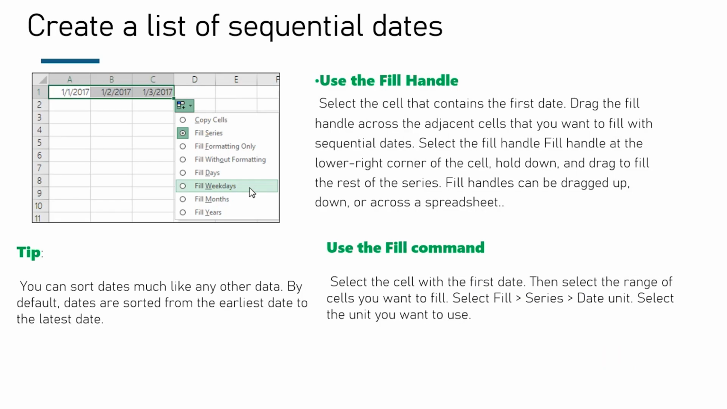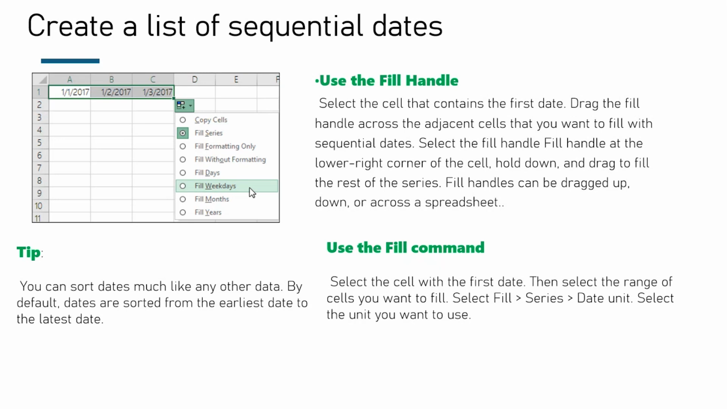Next, we're going to be seeing how to create a list of sequential dates. To create a list of sequential dates, you need to use the fill handle. The fill handle is the thing that you see right here. You select the range of cells that you want, then you select the cell that contains the first date, and drag the fill handle across the adjacent cells, and it's going to be filled automatically. When you select the fill handle at the lower right corner of the cell, hold down and drag to fill the rest of the series.